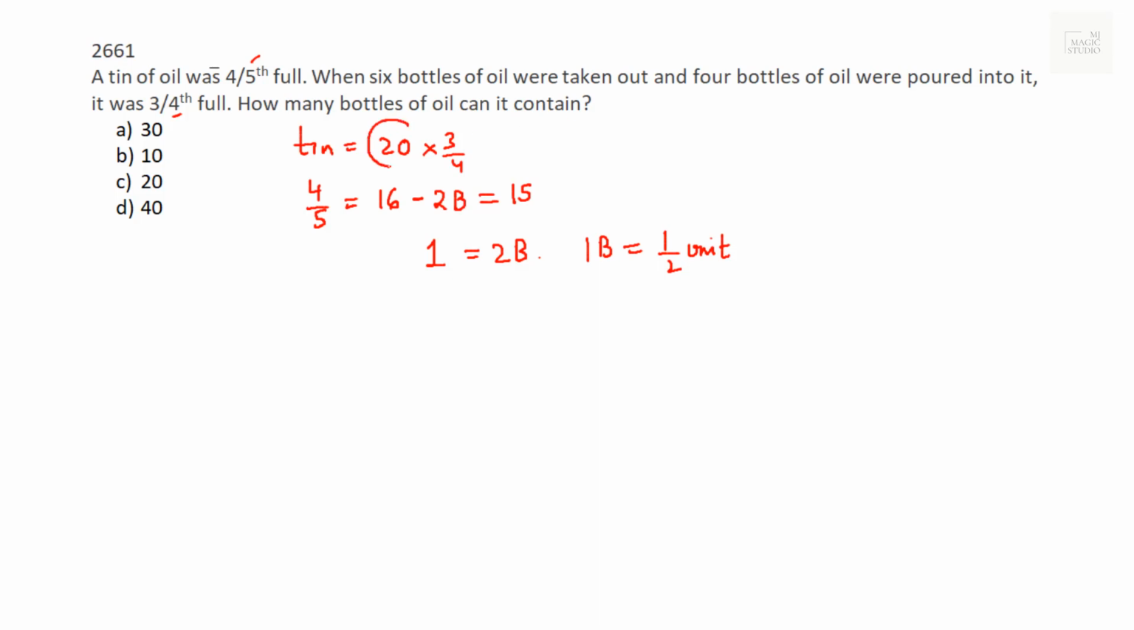The capacity of the tin is 20 units. So the number of bottles it contains is 20 divided by the size of 1 bottle, that is half unit, which will give 40. That means with the full tin of oil, you can fill up 40 of such bottles, the bottles which are given in the question. Where is the option? Yes, option D fits in.